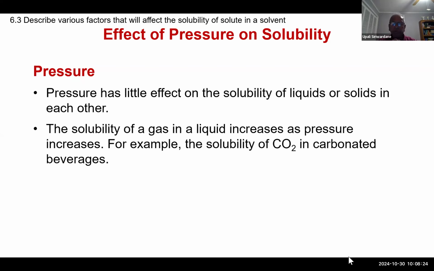For example, carbonated water, where we drink a lot of soda. The solubility of carbon dioxide depends on the pressure. In fact, how you put carbon dioxide in carbonated water is by applying pressure on the surface of the liquid with high pressure carbon dioxide. Then you can get the drink carbonated. Carbonated means carbon dioxide dissolved in water.